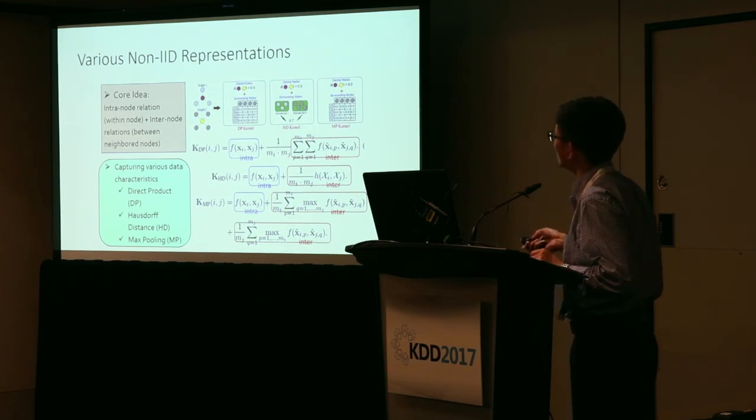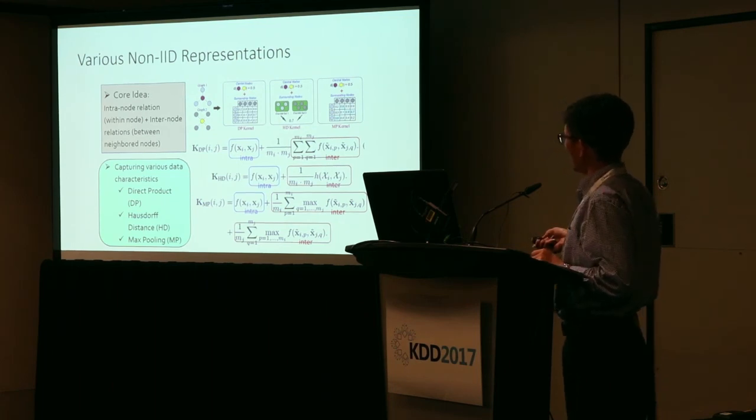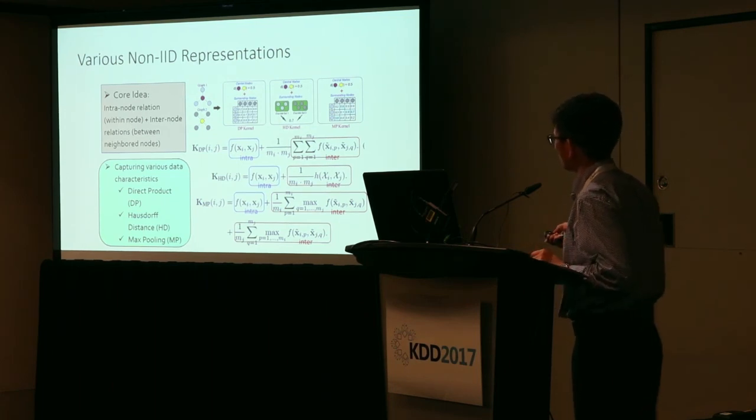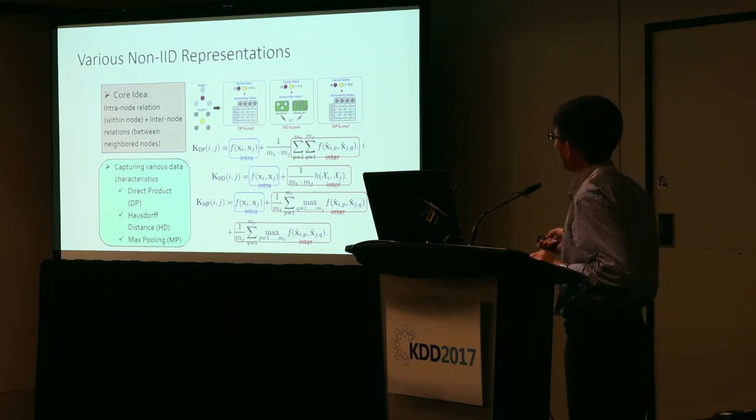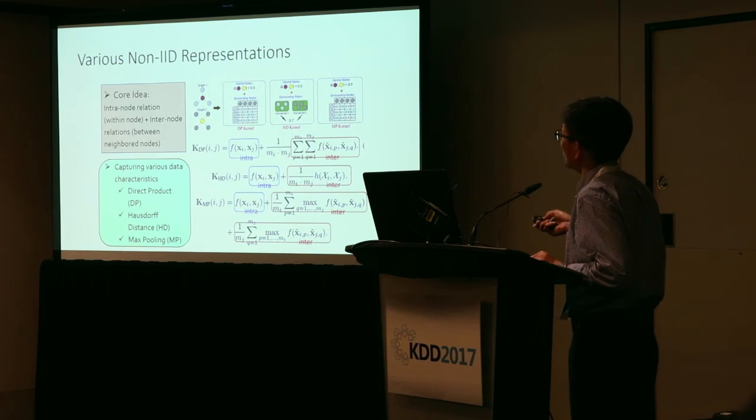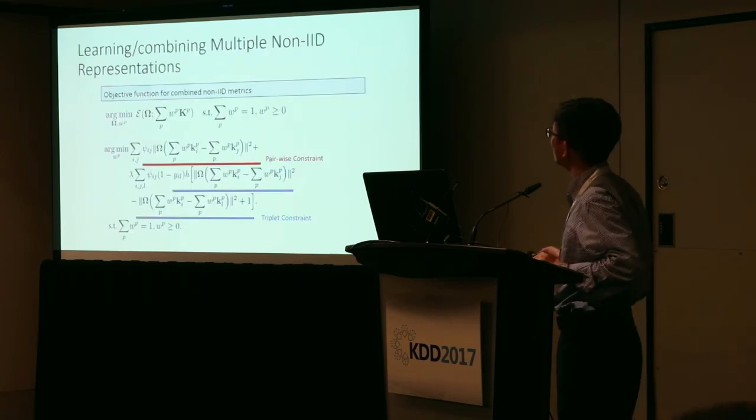And so one is to do the direct product with the kernel. Another one is to build a Hausdorff distance kernel as well. And then the third one is to do the max pooling. And for each of these kernels, actually all three, we try to capture the complexity in the data from both perspectives. So you have two components: one is between the center nodes, and another is between the neighborhoods, right? So each of them actually works like that.